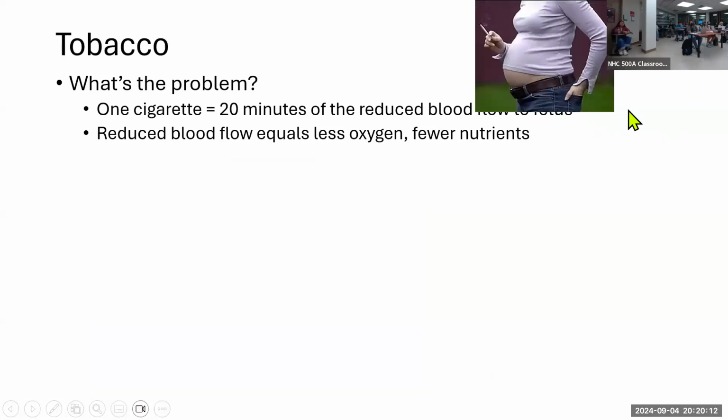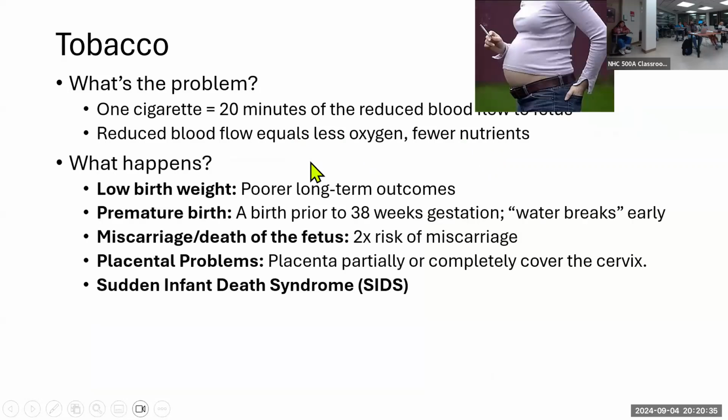Tobacco. Why is tobacco a problem? The main problem is the reduced blood flow to the fetus. As you fill up your lungs with smoke instead of with oxygen, your blood is carrying less oxygen through your body, and that also reduces what's being carried to the baby. Fewer nutrients. So here are the consequences of that.